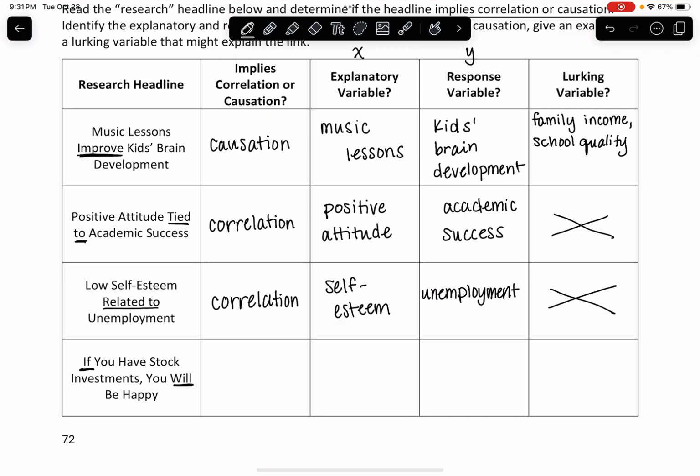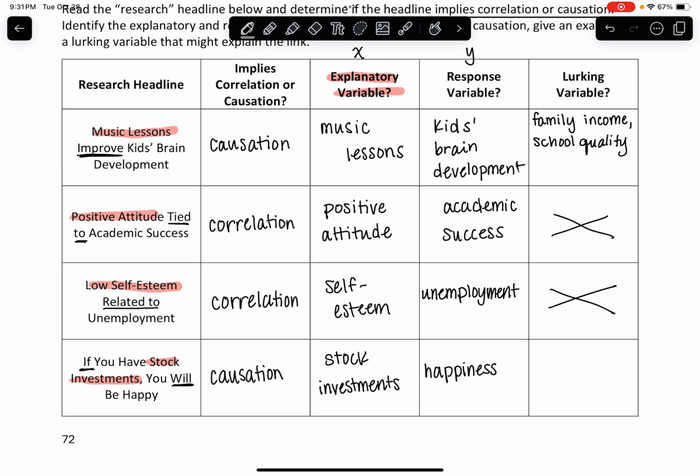This is an if-then relationship. If you have stock investments, then you will be happy. That's a causation vocab word. So stock investments would be our explanatory variable. Hopefully we've picked up by now that the explanatory variable comes first in each of these headlines. If we didn't pick up on that, there you go, I've highlighted that for you. The response variable here would be happiness.